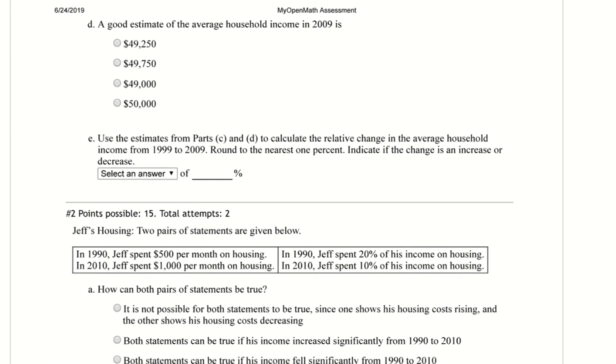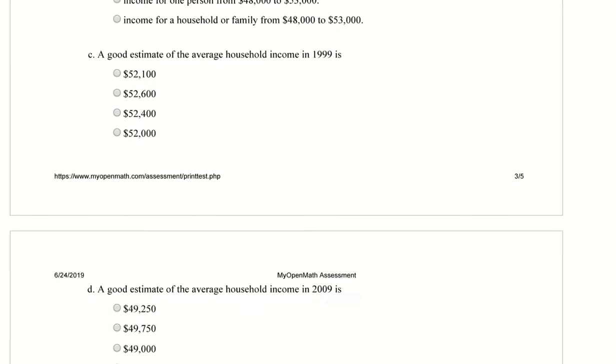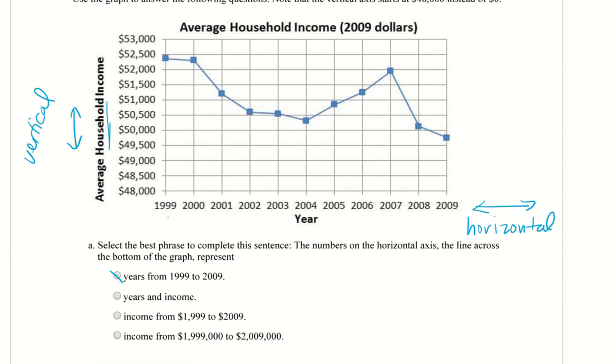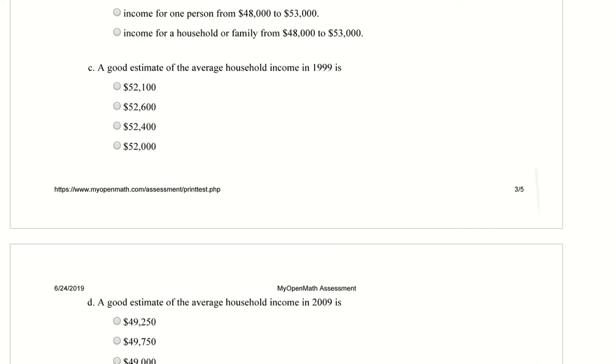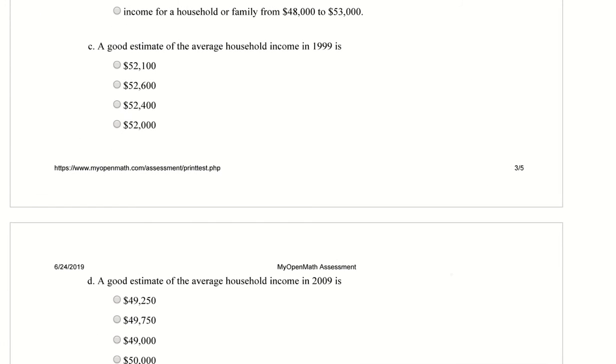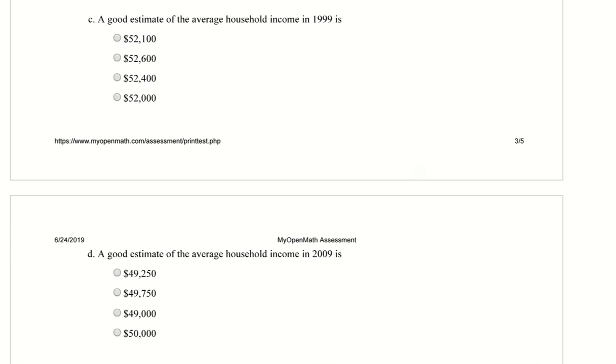And then if you had to guess in 2009 what the income would be, you would come to, 1999, right? A little bit under 52,500. So those are your two requirements.